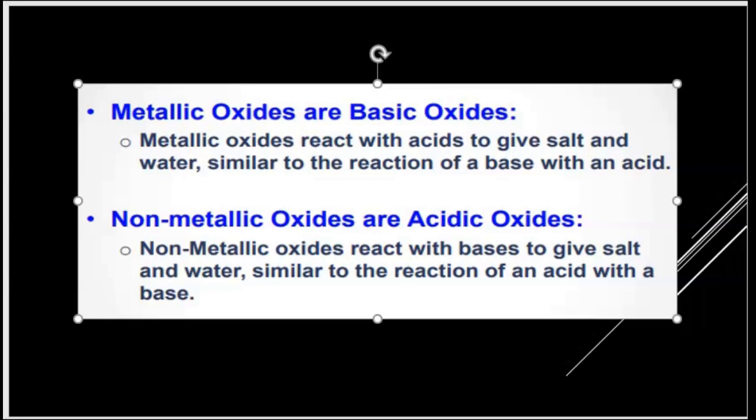So we can conclude here that metallic oxides are basic oxides and non-metallic oxides are acidic oxides. So metallic oxides react with acid to give salt and water, similar to the reaction of a base with an acid. And non-metallic oxides react with bases to give salt and water, similar to the reaction of an acid with a base. Okay.